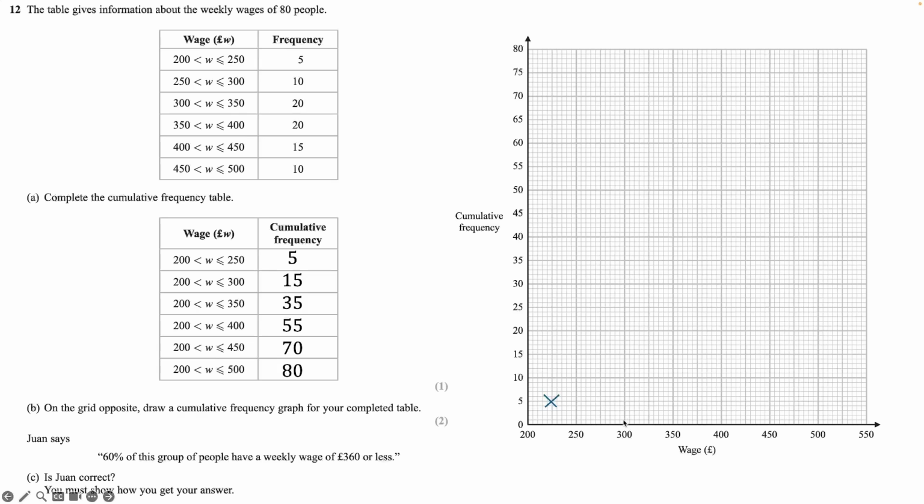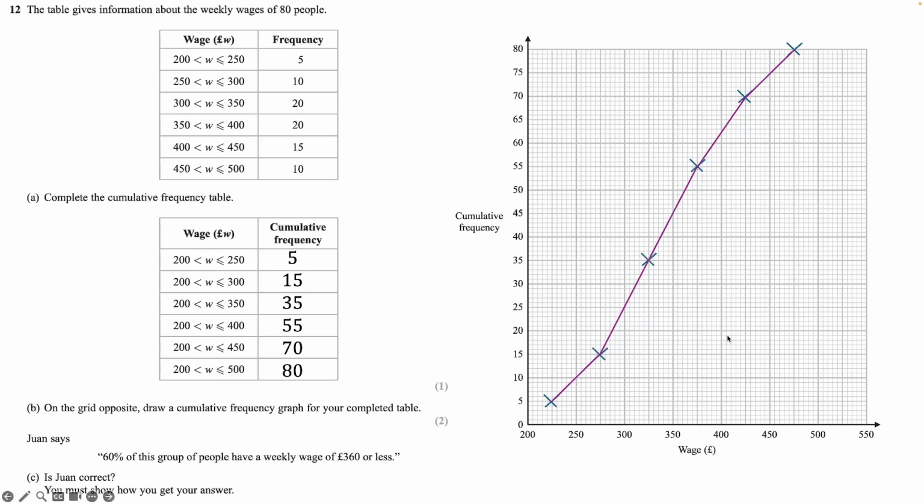Between 250 and 300, the cumulative frequency was 15. Between 300 and 350, the cumulative frequency was 35. Between 350 and 400, the cumulative frequency was 55. Between 400 and 450, the cumulative frequency was 70. And between 450 and 500, the cumulative frequency was 80. So now we've got all the points. We just line them up with a bunch of straight lines, and that's our graph.